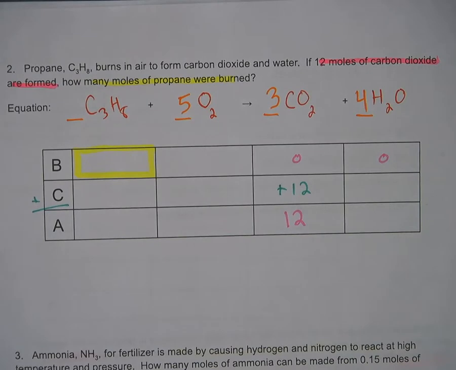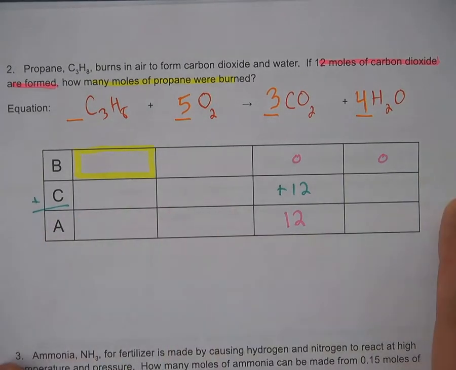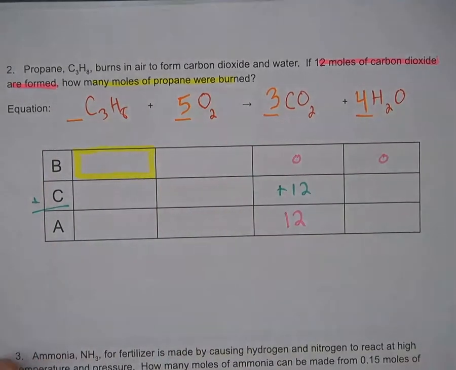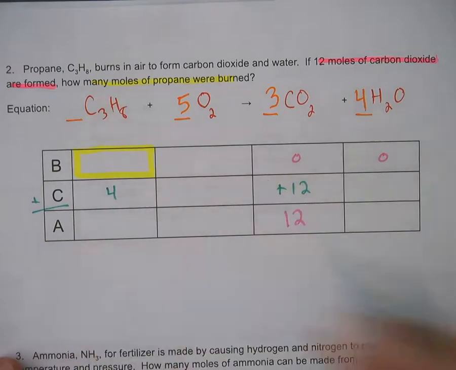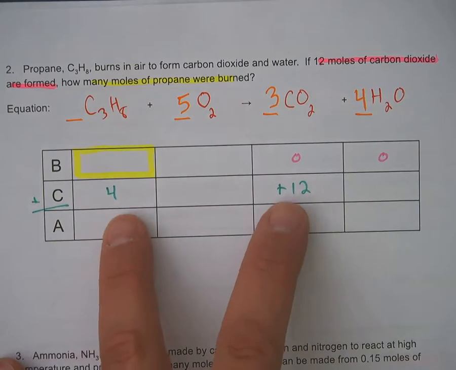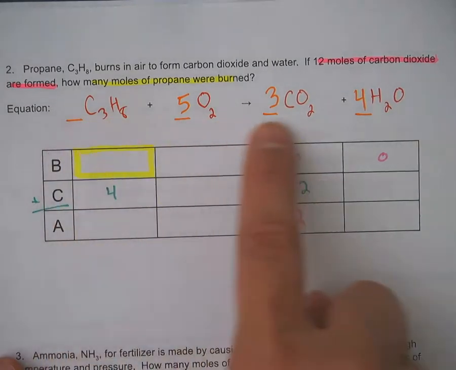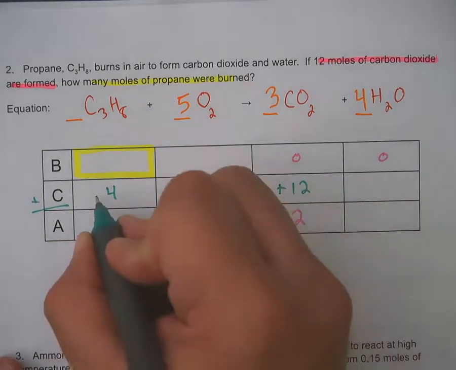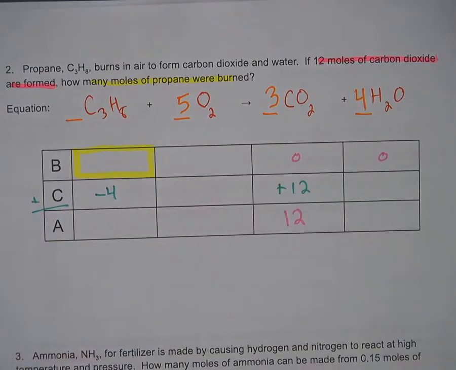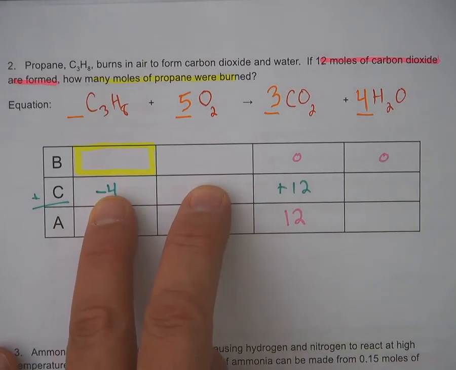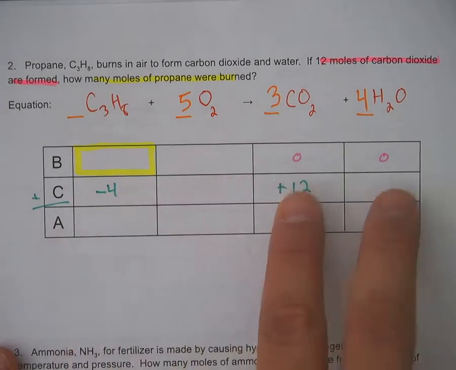Okay, now if I want to fill in the rest of the changes, I have to pick numbers that have a 1, 5, 3, and 4 ratio. I know that this number is going to be a 4 because 1 to 3 is equal to 4 to 12. Again, I'm only looking at the balanced equation to do the change column here. But this is going to be a negative 4. You're probably thinking, well, where did that negative 4 come from? Well, any changes on this side of the equal sign, yields arrow are negative, and these are positive 12.